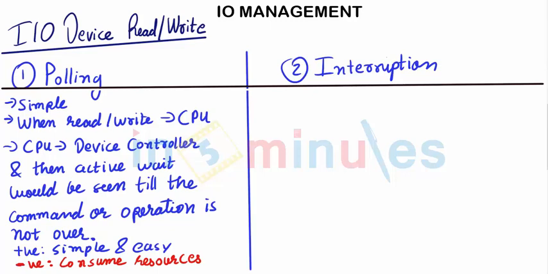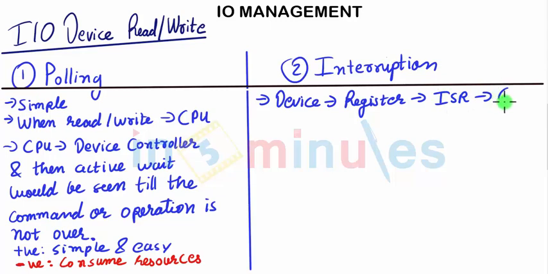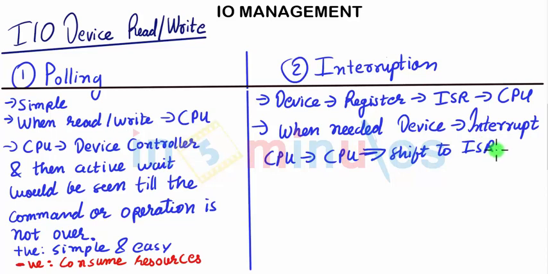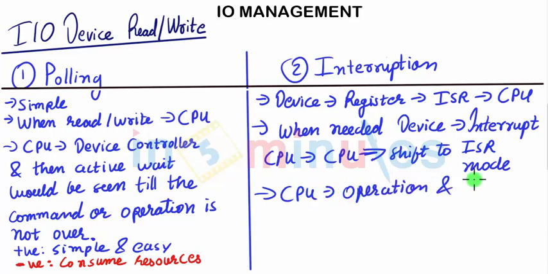Another technique that we have is called interruption. In this, a device would register an interrupt service routine with the CPU. When needed, the device will interrupt the CPU. The CPU will shift itself to ISR, that is, interrupt service routine mode. Then the CPU will perform the operation and access would be granted.